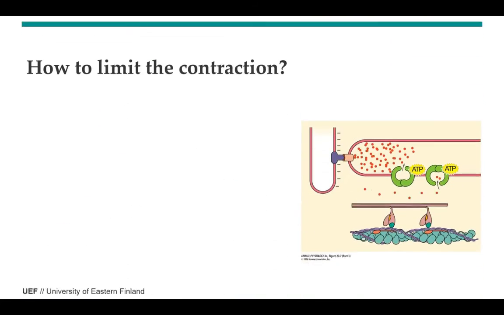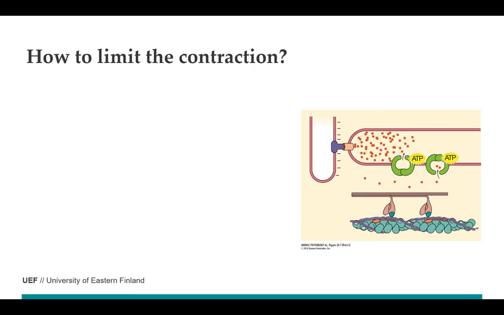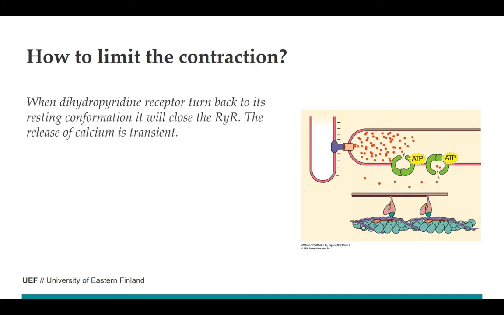Well, how then to limit the contraction? Now we know that calcium is leaking from the sarcoplasmic reticulum to the cytosol, but we also need a limitation. If the dihydropyridine receptor turns back to its resting conformation, that will close this ryanodine receptor. And that's why the release of calcium is transient. And the easiest way is that it happens during the repolarization, so at the end of the action potential.